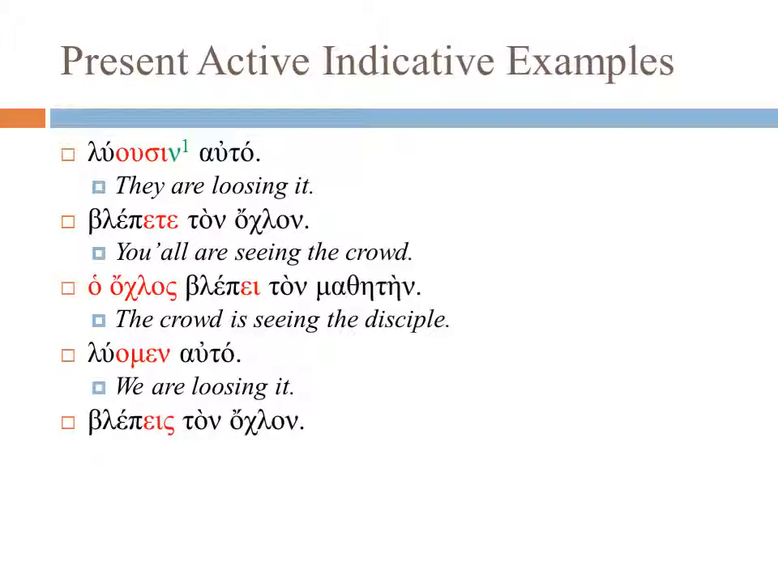Blepeis ton achlon. The ending here with that sigma is a kind of a giveaway. This is the second person singular. So you are seeing, and this is the object of that verb, ton achlon. You are seeing the crowd. Blepo ton achlon, same sentence obviously, but this omega at the end of the verb tells us that this verb is first person singular. I am seeing the crowd.